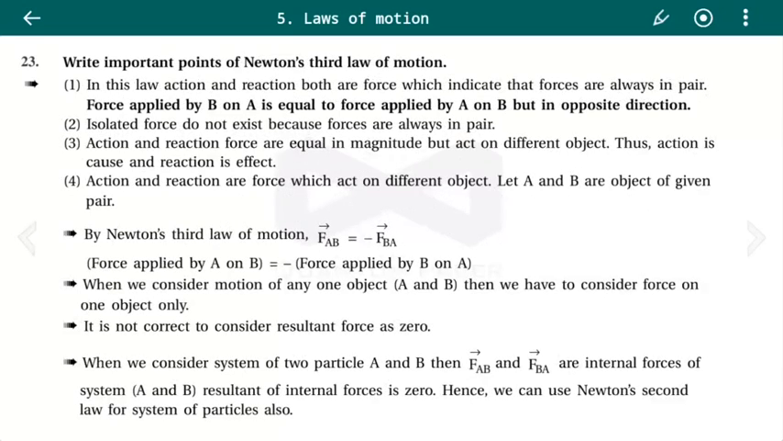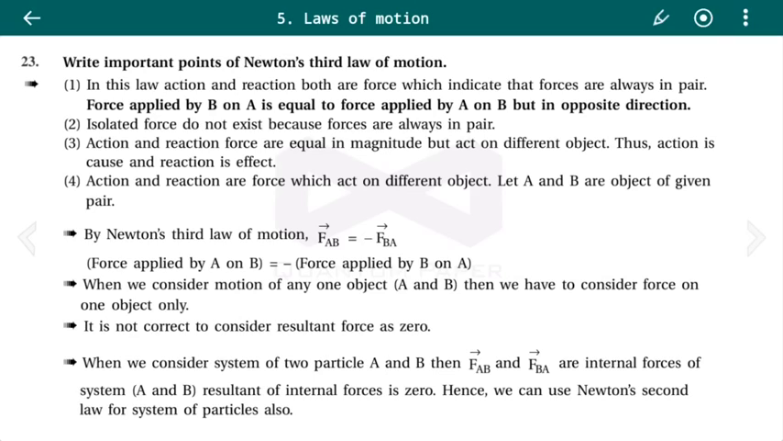Write important points of Newton's third law of motion. In this law, action and reaction both are forces, which indicates that forces are always in pairs. Because two forces are applied on the objects, we can say that these are forces in pair. Force applied by B on A is equal to force applied by A on B, but in opposite direction.